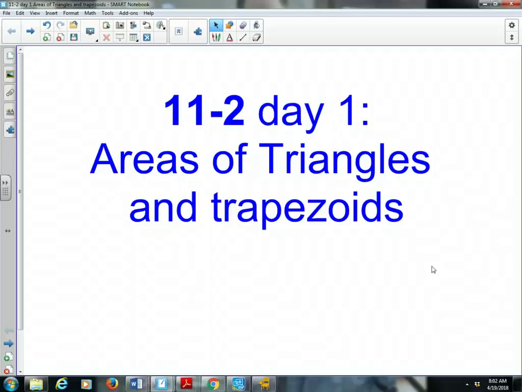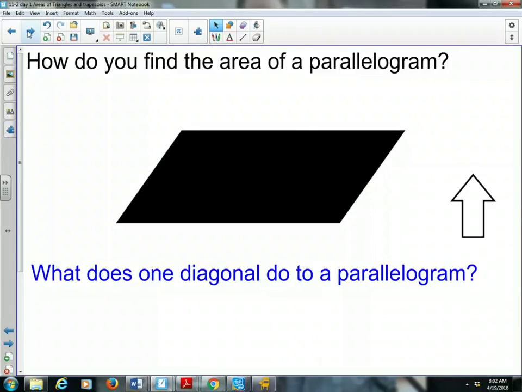Class, we're on our second video lesson for Chapter 11. We're talking about the areas of two different figures today, the areas of triangles and the area of trapezoids. So here, review lesson from yesterday, how do we find the area of a parallelogram?